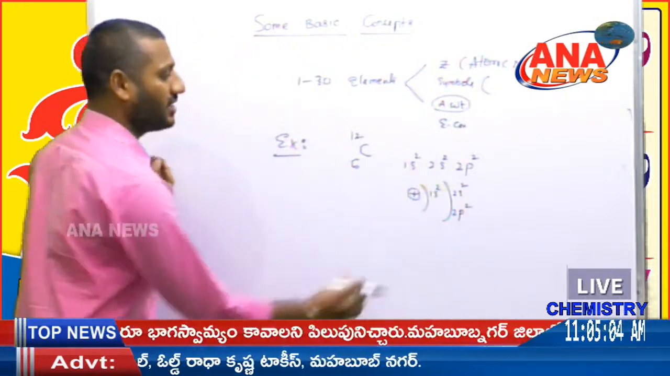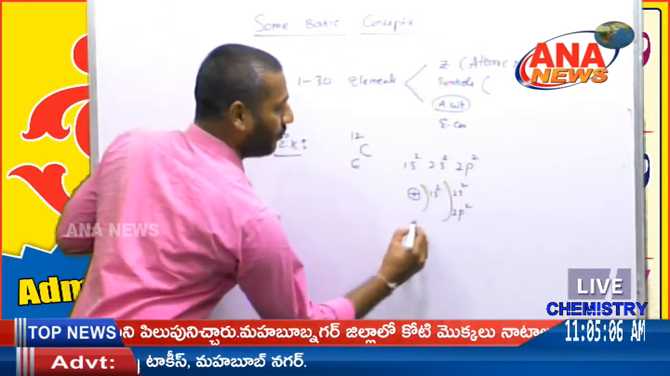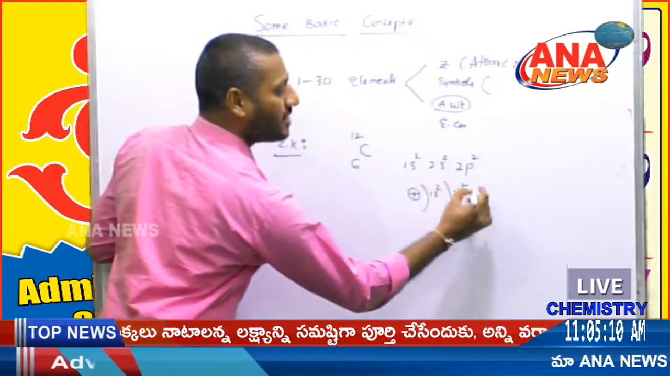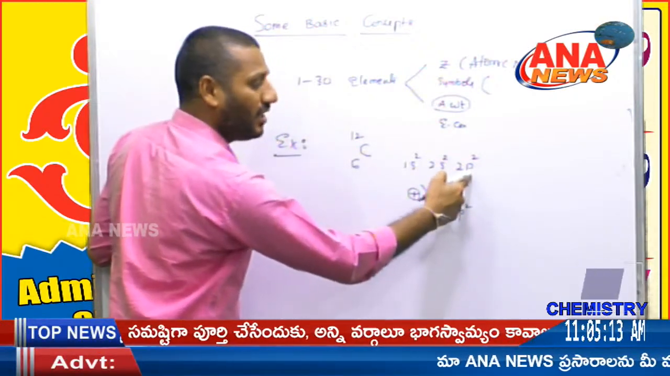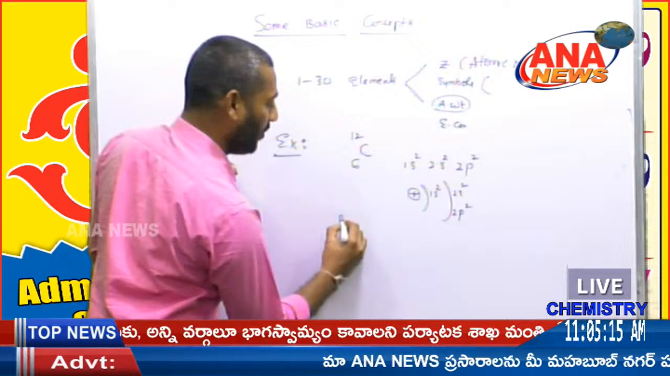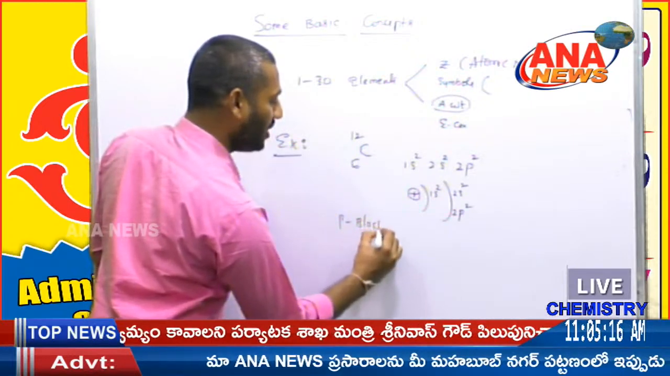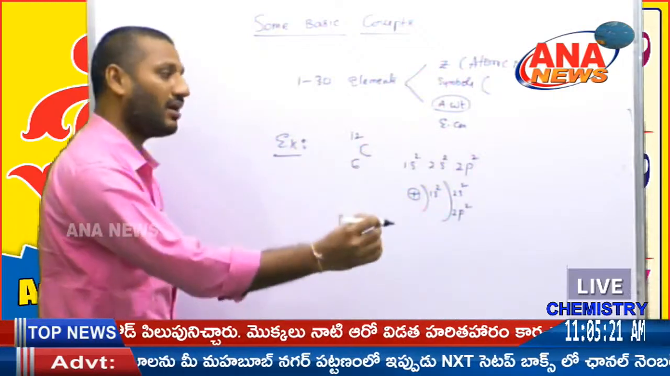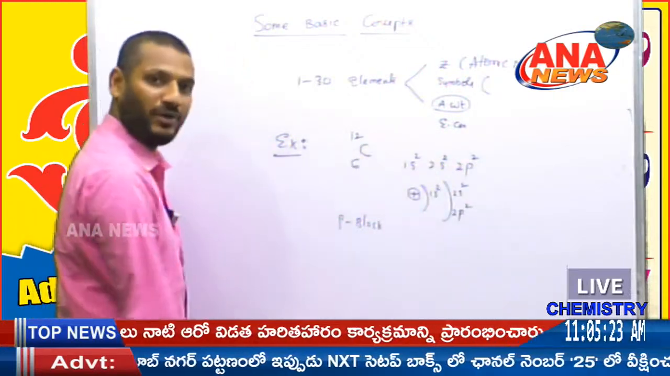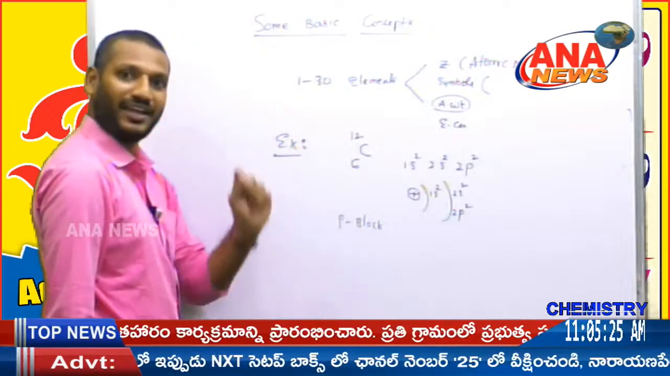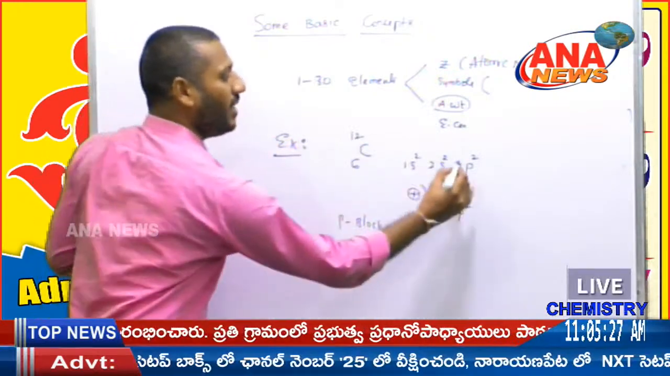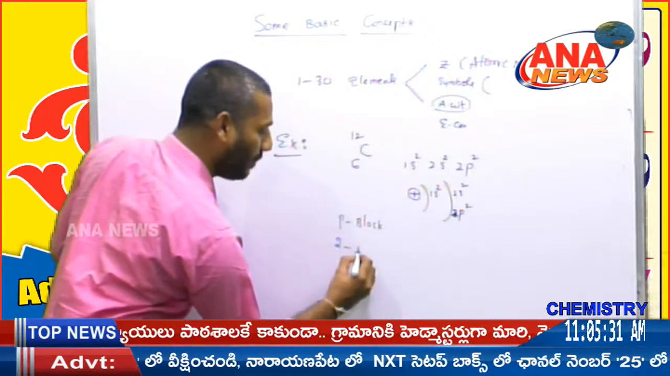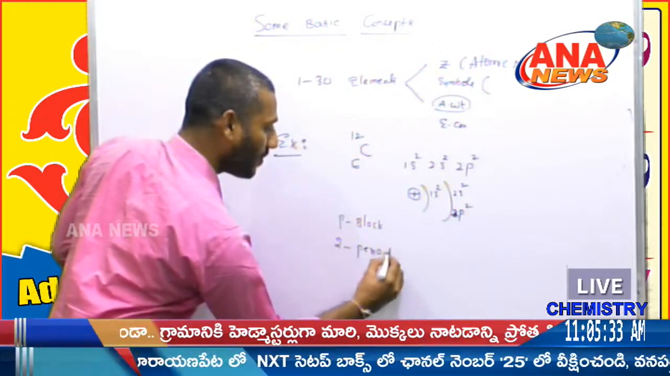Let me explain this. By using 2s2, 2p2: if the last electron enters into the 2p orbitals, that is known as a p block. Already it is a p block element, because the incoming electron enters into the 2p orbitals. Next, the element has the outermost configuration 2s2, 2p2. That is called the second period.